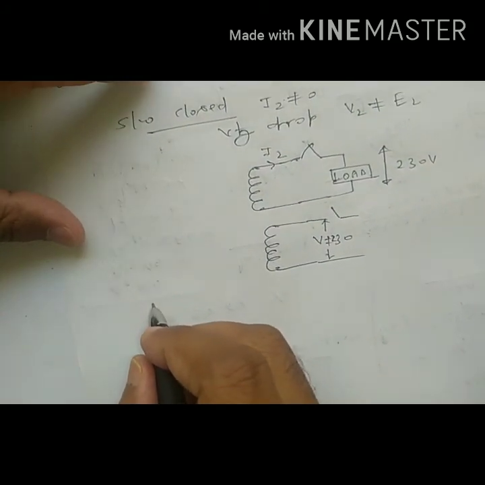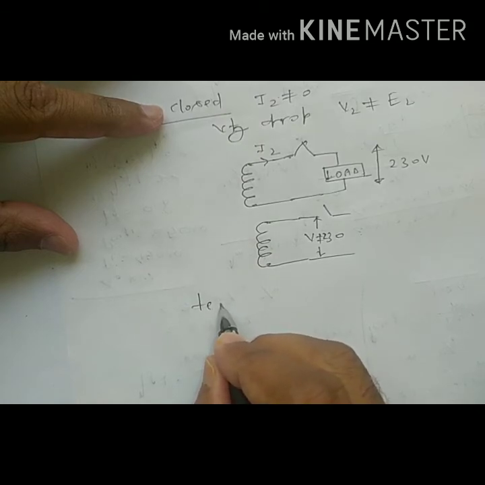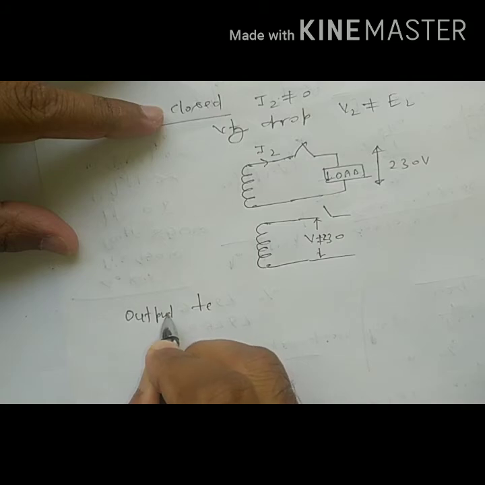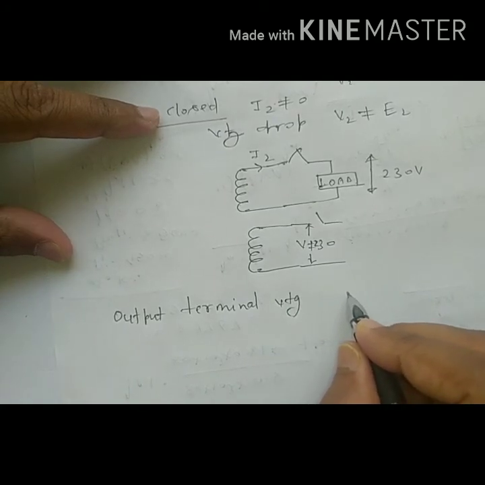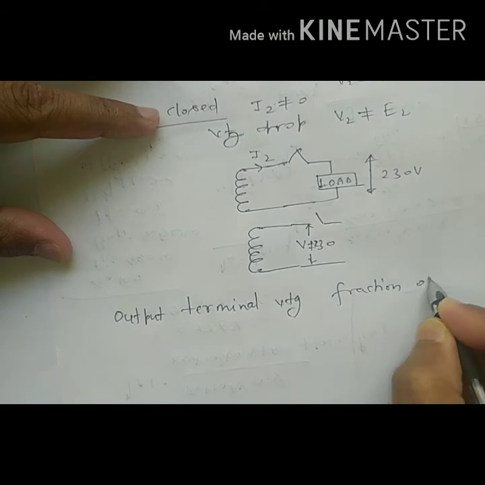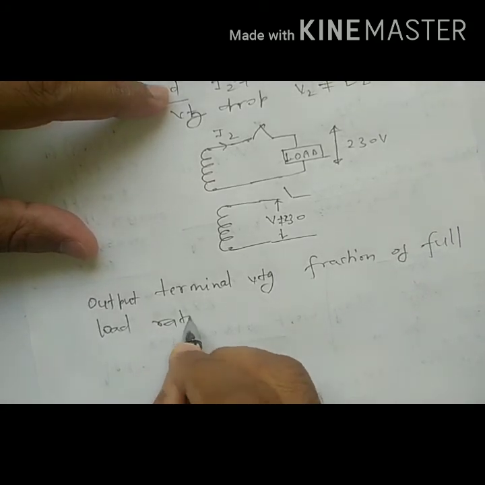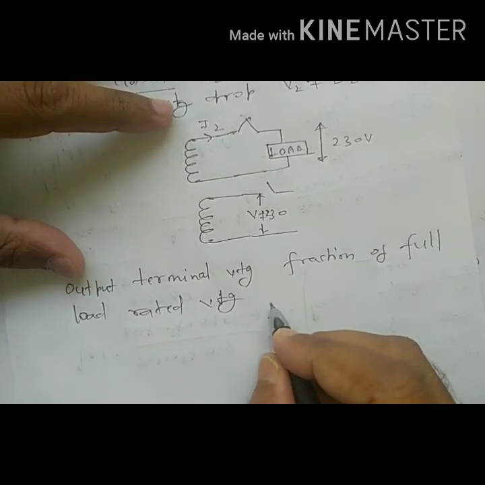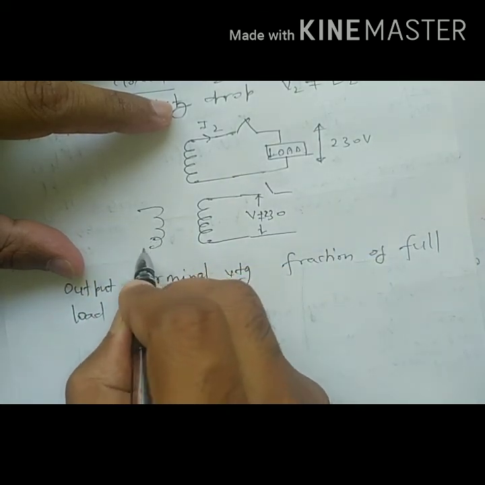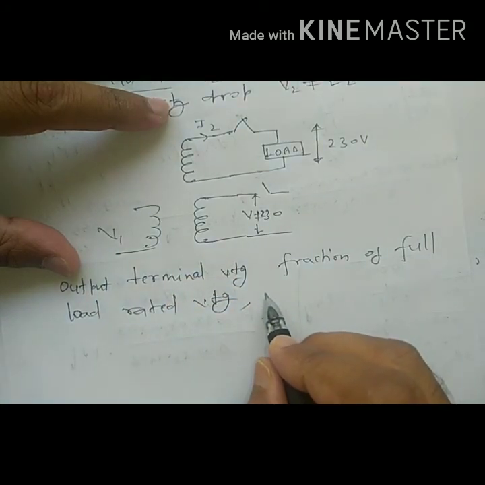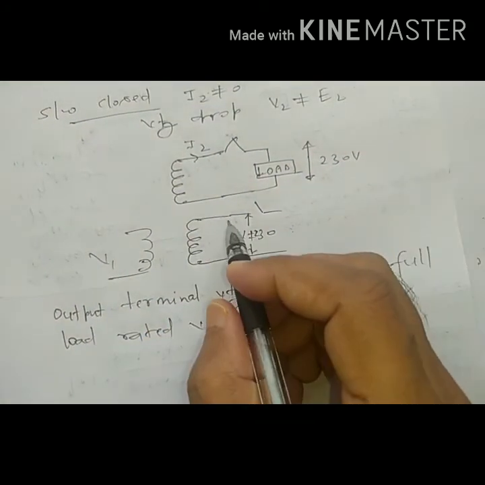So how is this voltage regulation defined? It is defined as the change in terminal voltage, output terminal voltage, expressed as a fraction of full load rated voltage, when full load is removed, keeping input voltage constant at a given power factor, right?